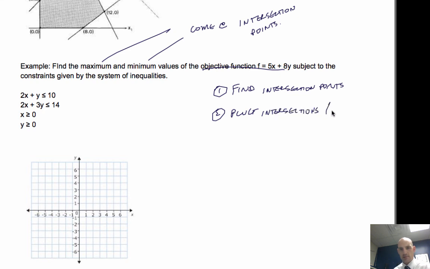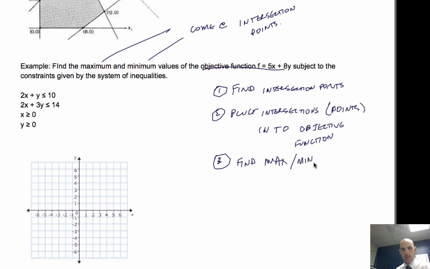the intersection points into the objective function. And that's going to help you find the max and the minimum. All right, that's all there is to it. I'm going to skip over that part in this video, but allow you to come in and ask questions about that.